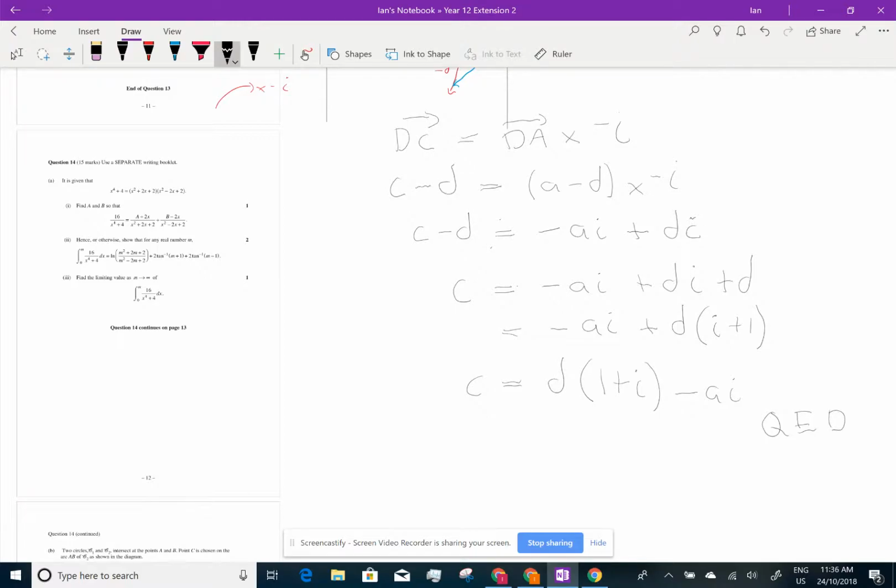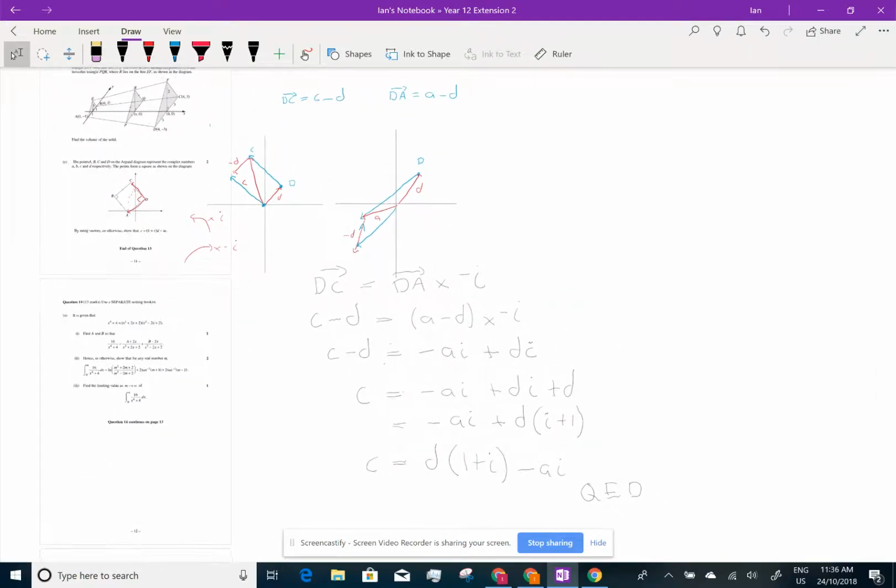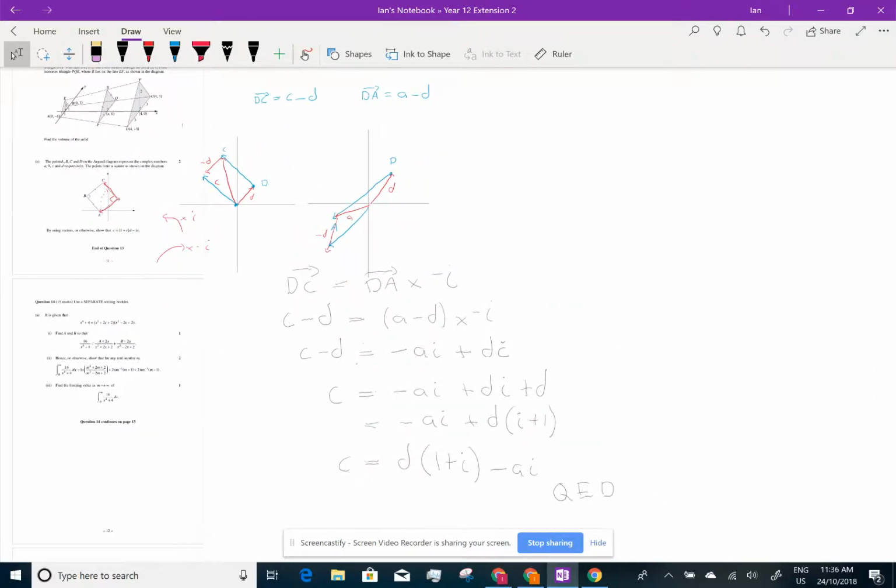Now don't get put off by vectors. They're just a direction and a modulus. And when you represent them with complex numbers, you're okay. Hopefully that made it a little bit clearer. Hoping now for tomorrow's exam, you're not going to get put off by the vector notation and how it works. Anyway, good luck.